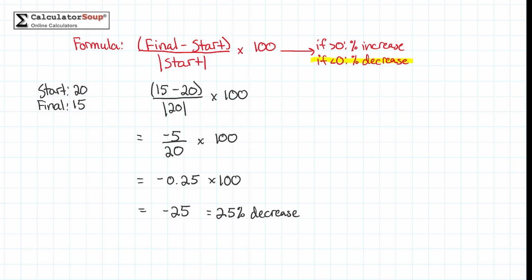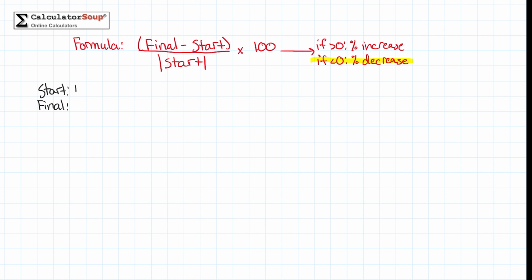For our next example, let's find the percentage decrease between 10 and 2. After writing the formula with our numbers, we get 2 minus 10 over the absolute value of 10 times 100. 2 minus 10 is negative 8, and that goes over the absolute value of 10, which is 10, times 100.